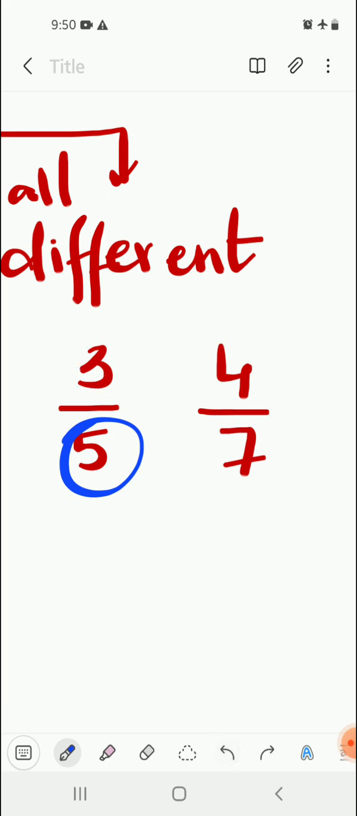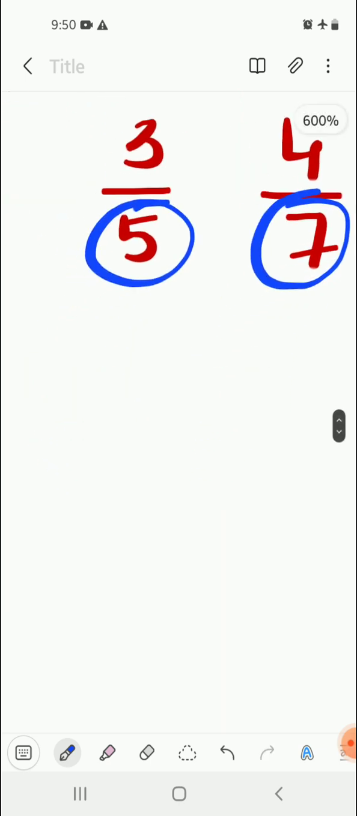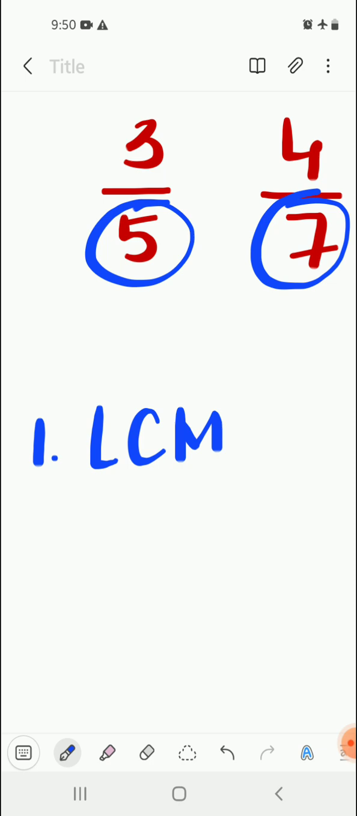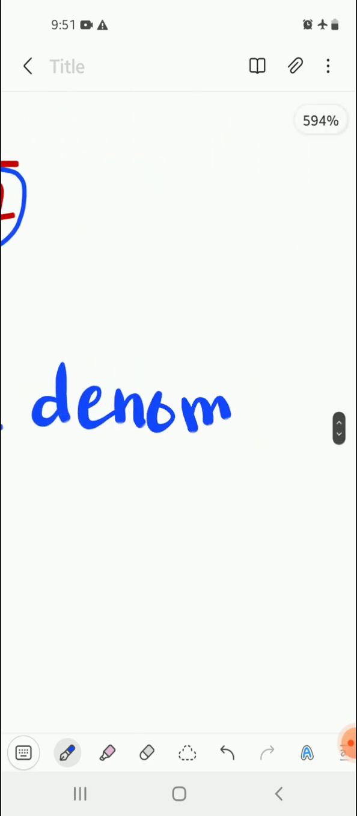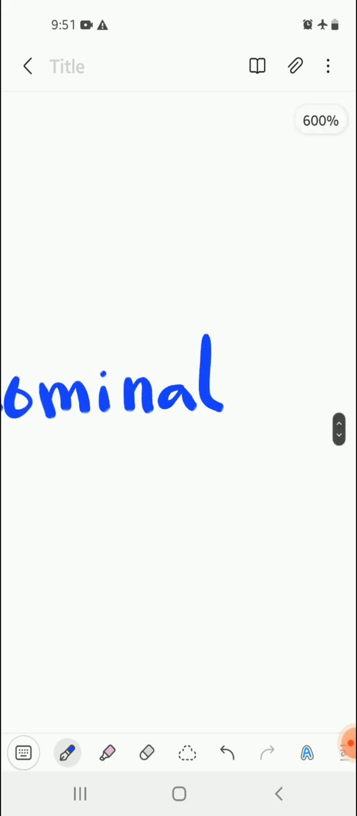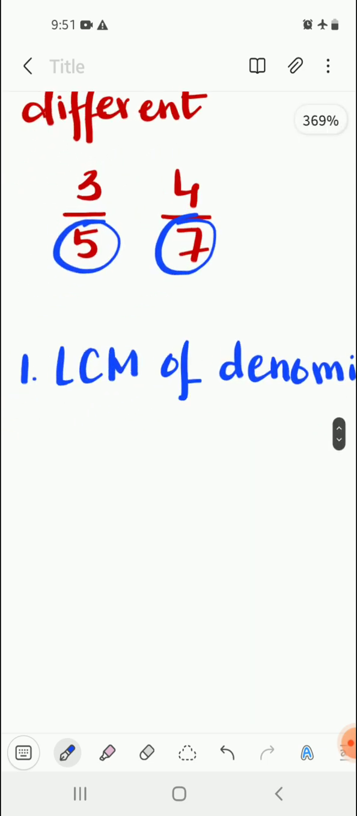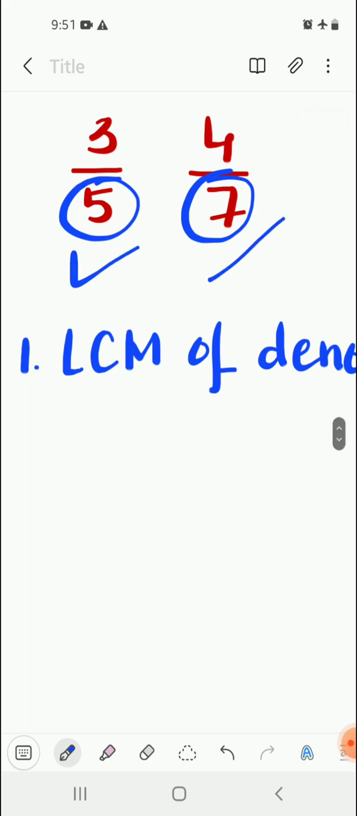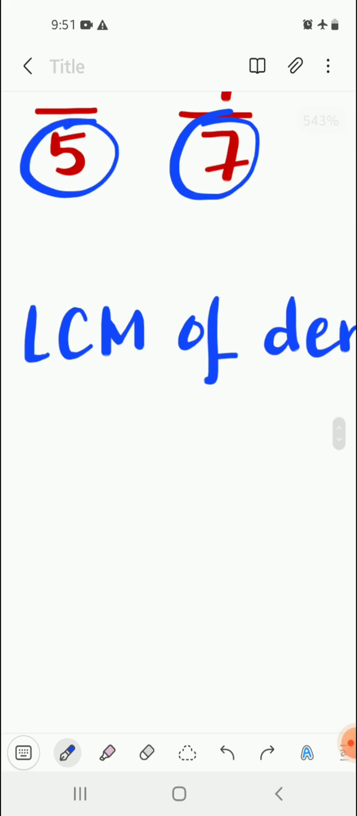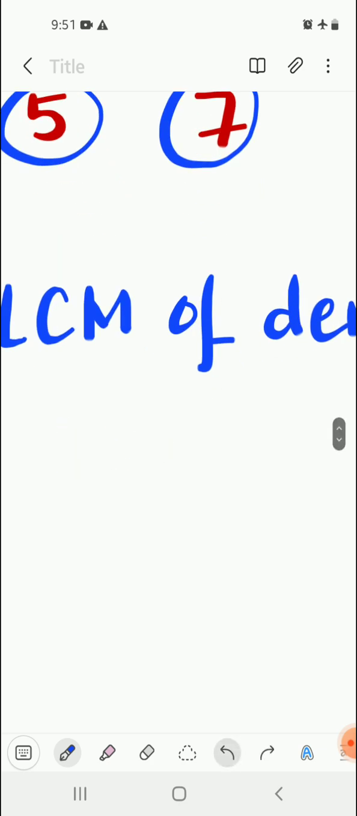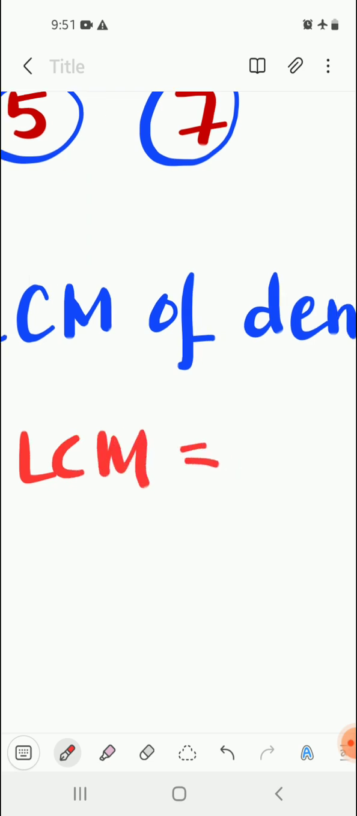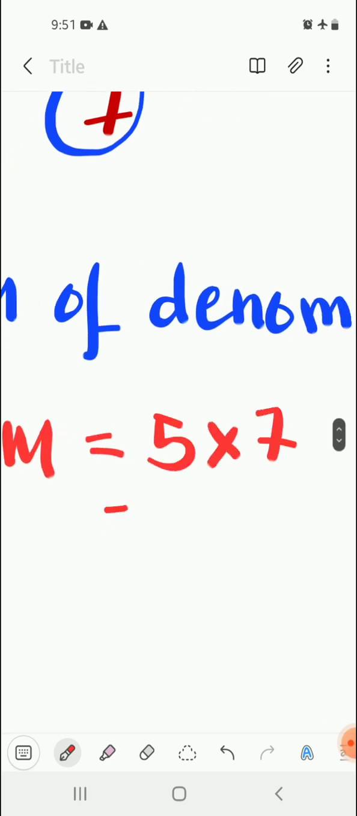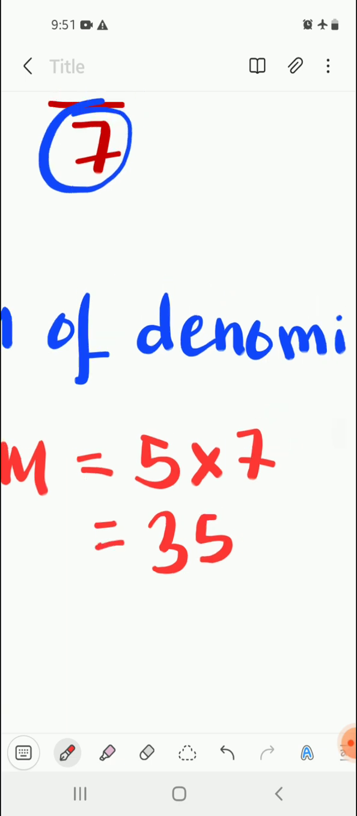So in this case, we have to find the LCM of the denominators. We will follow steps. The first step is the LCM of denominators. As per the question, the LCM of 5 and 7, since both the numbers are prime numbers, will be 5 into 7, which is 35.